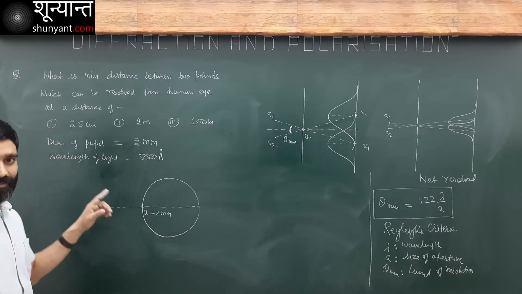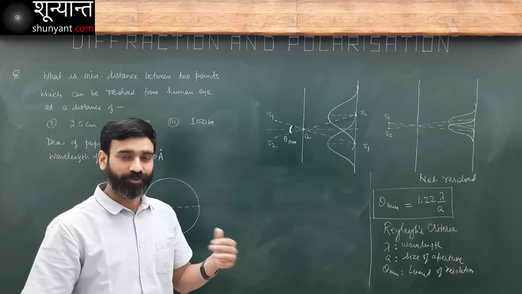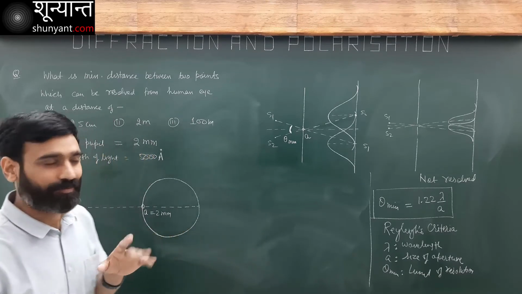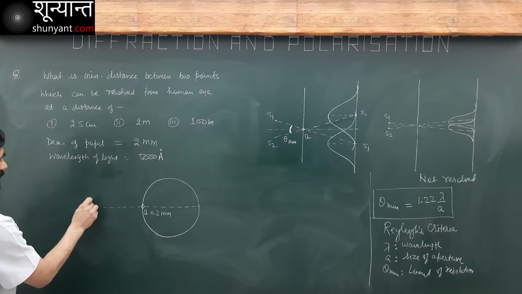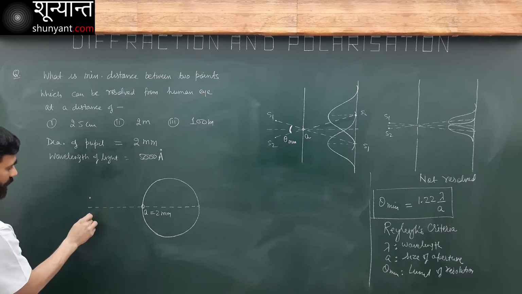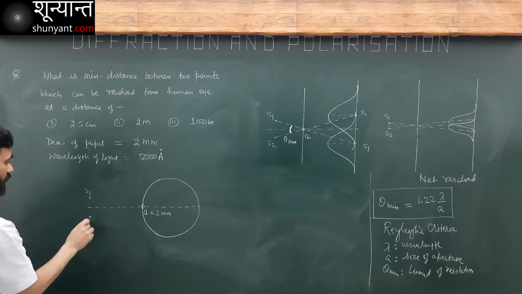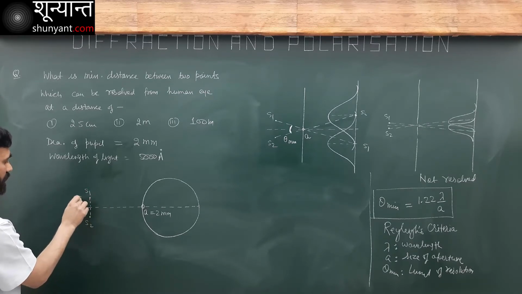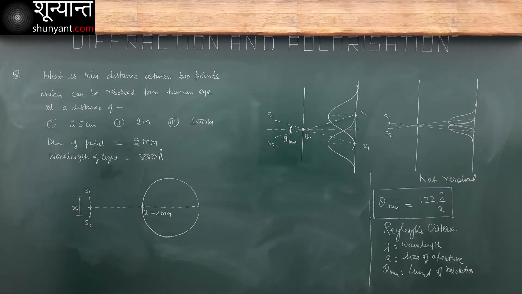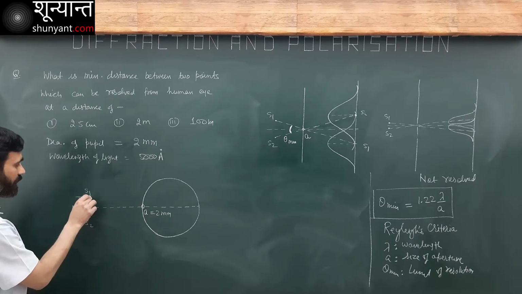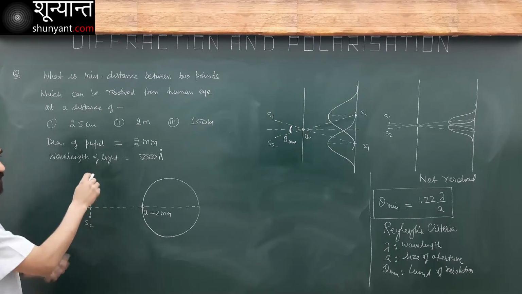I'm solving this problem. Let's do it together. Then I'm going to give you more problems that you will try to solve. Now, I have these two points here, S1 and S2, and let's say the distance between them is equal to x. The question is, what should this value be such that I can resolve these two points? I can resolve these two points from different distances.